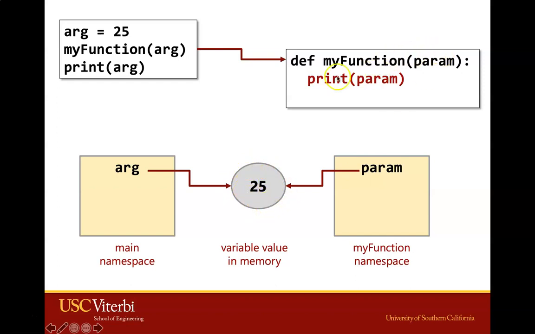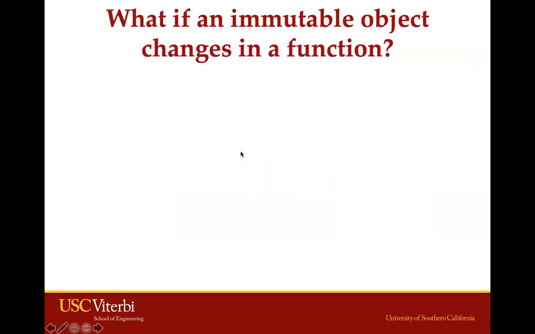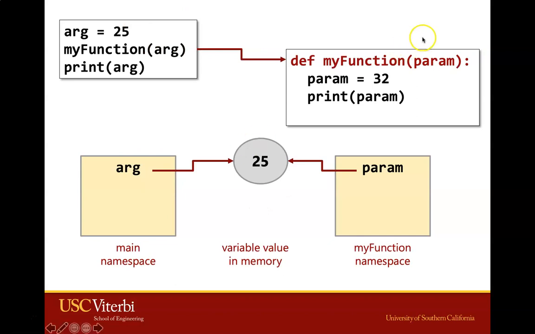Now we can go ahead and print out parameter, and it will print 25, no problem. And then if we print out argument, it'll print out 25, because you have basically two references pointing to the same spot in memory. But what happens if we try to change an immutable object inside of a function? Remember, we define arg out here, outside of the function, then we call the function here, pass it over to here, and now we're trying to change it. So now we're about to execute this, parameter equals value 32.